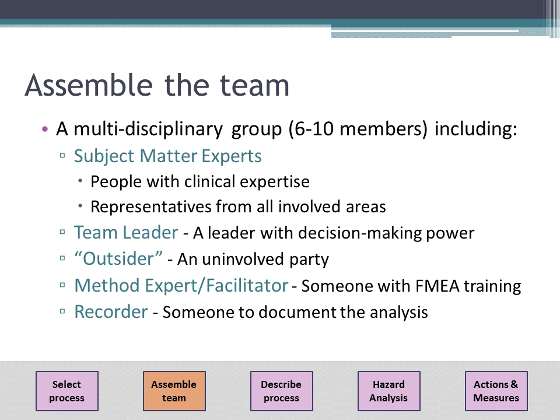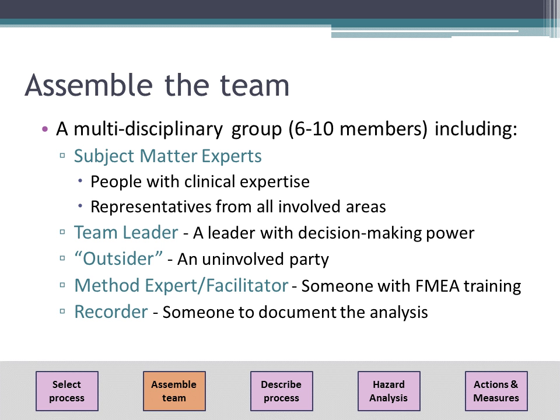Together, when we assemble a multidisciplinary group of about 6 to 10 people, FMEA can really effectively brainstorm. So the team should include subject matter experts. Those are people with clinical expertise. If you've got a doctor, you want to have a nurse too. If you have a nurse, you want to have a doctor too. You also need representation from all of the involved areas in the process. A team leader should be present too, someone with some decision-making power in the hospital.